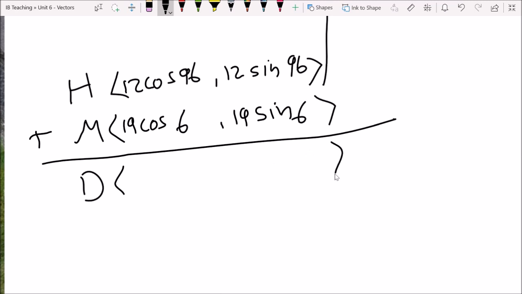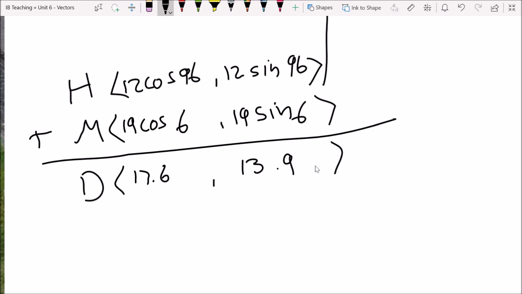So calculator time. I'm going to talk this out loud as I go through. We're going to treat it as 2 questions. So I'm going to start with 12 cosine 96 plus 19 cosine 6. And I get 17.6 when I do that. And then let's do the right side. So 12 sine 96 plus 19 sine 6, and we get 13.9 when we do that.